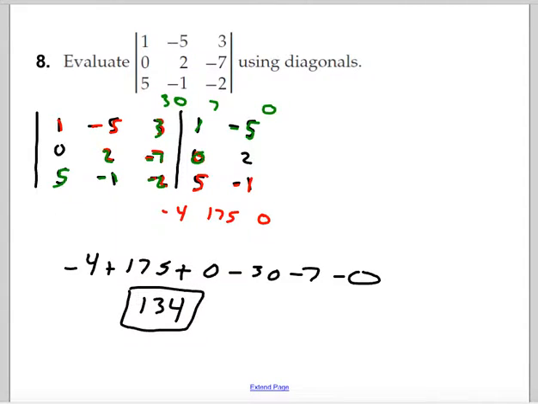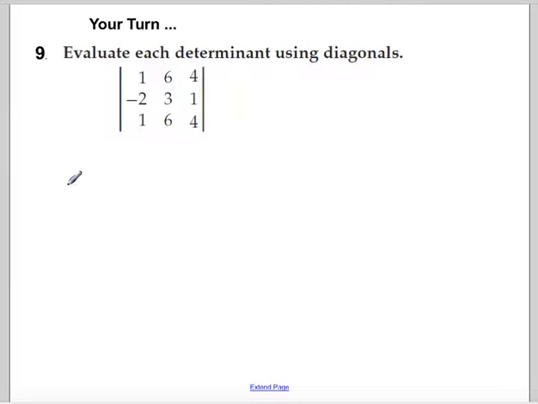So I've got one for you to try now. Try that one out, pause the video, and then I'll go through the result.